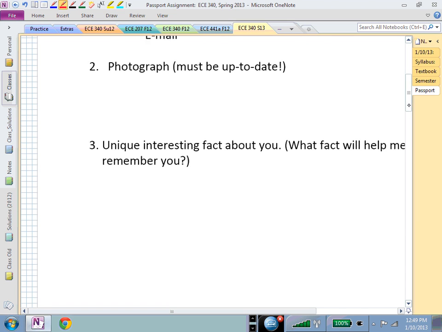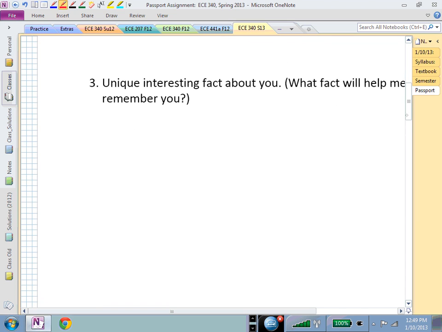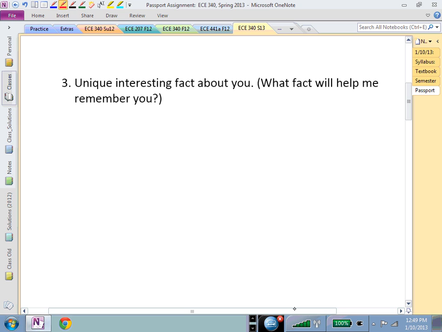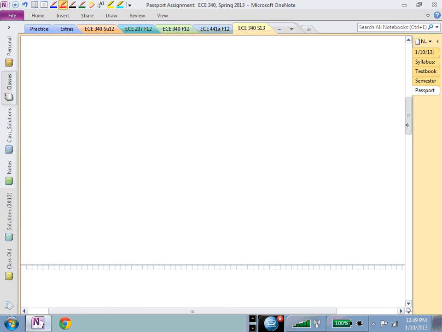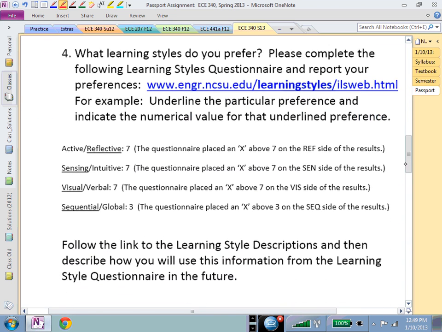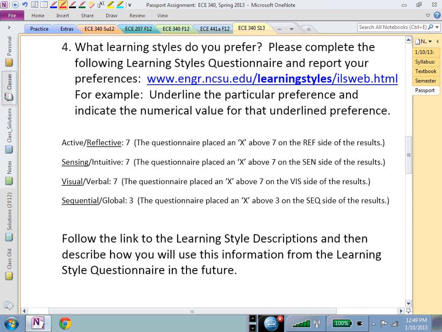So an up-to-date photograph, something that's unique to you. I have a lot of students telling me that they ride unicycles, or they do it backwards, or they can walk across the hand, or they can do anything on their hands, basically like we can do walking with our legs. Something that sort of stands out that will allow me to tag a name and a face with that fact. And then there are a couple of questions, 4 and 5.